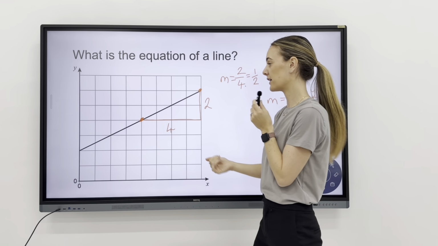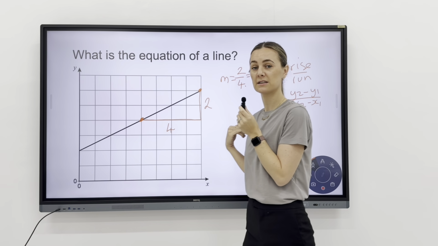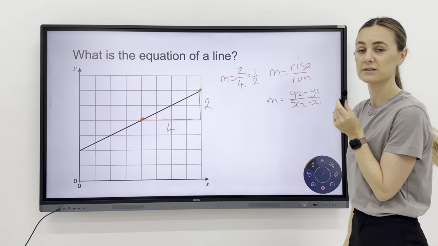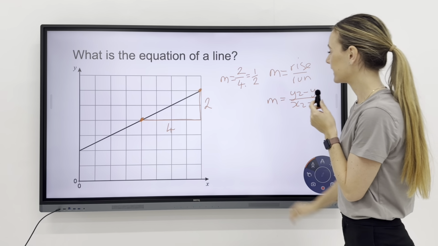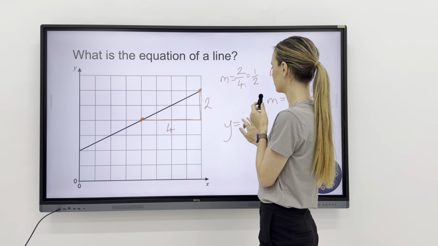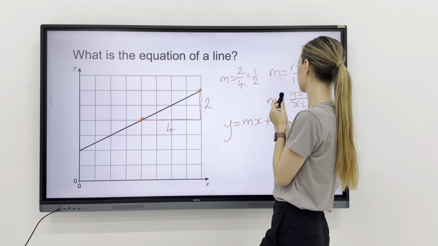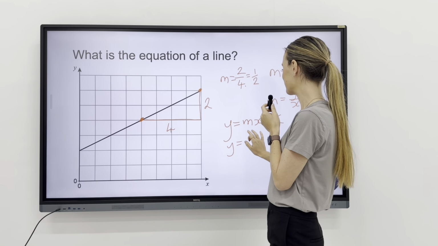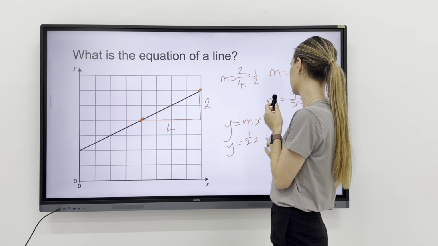With my class, they know if they are running to the right, it's positive. If they run to the left, it would be negative. So in this case, it is a positive gradient, right? So if we look at the equation of a line, y equals mx plus c. It's getting a bit messy, but it's okay. m is a half, plus c.